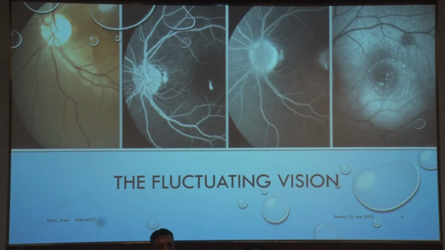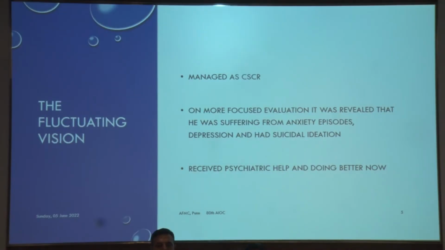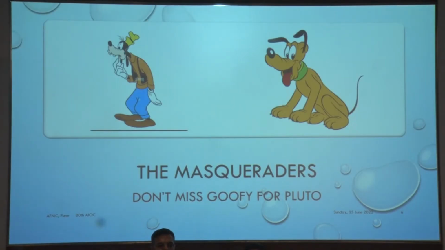But why did we present this case? Because fundus was not seen in this case. It's only on the third or fourth visit that the patient is actually being seen. Even non-mydriatic fundus was not seen in this case. So later on, we took help from our psychiatric colleagues, and he was managed as a case of CSR.